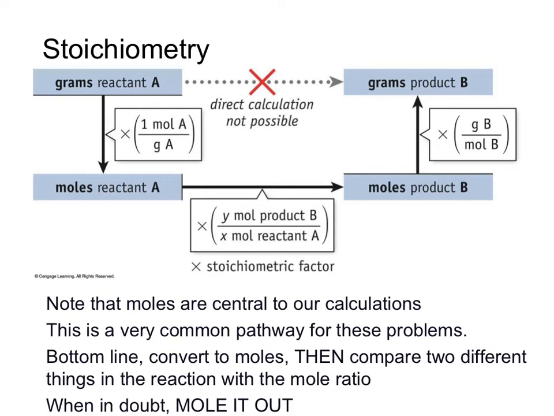Also note that we're talking in terms of reactant and product in this example, but using stoichiometric ratios and the process that we outline in this video, you can compare any two things in a reaction. You could compare two different reactants, you could compare the amount of product to the amount of reactant, or you could compare two different products. It does not matter. You can compare any two things in a chemical reaction using stoichiometric ratios.